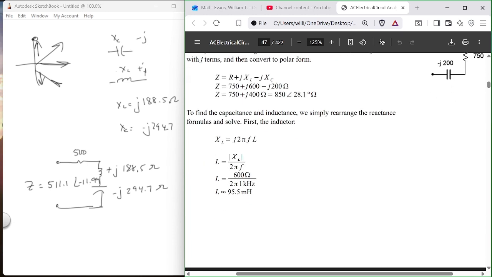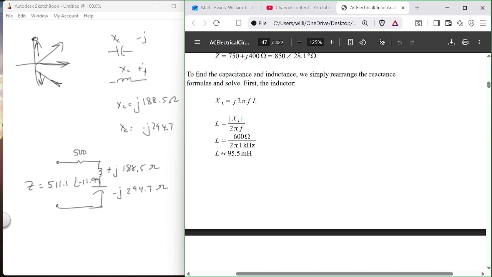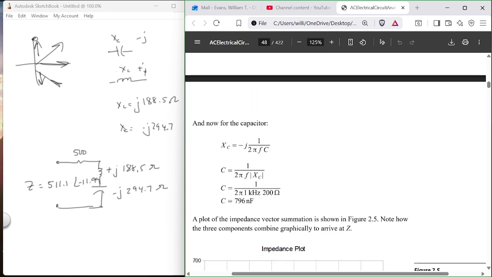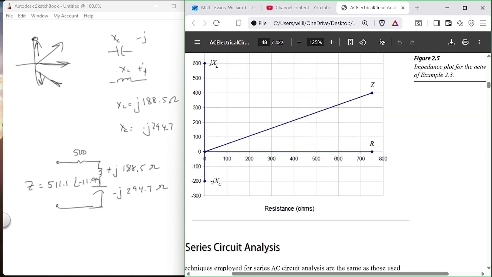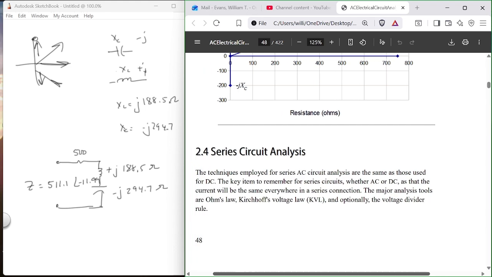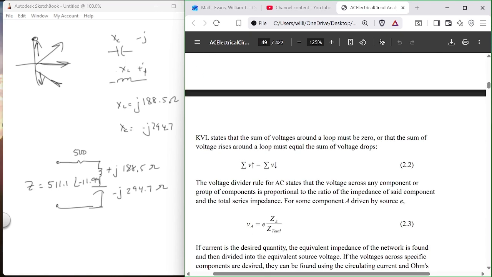All right. You're done with chapter 2. Once you mastered that with a calculator, there's nothing in chapter 2 that we're going to tell you that's going to make any difference. The techniques employed for series AC are the same as those for DC. Period. Okay?